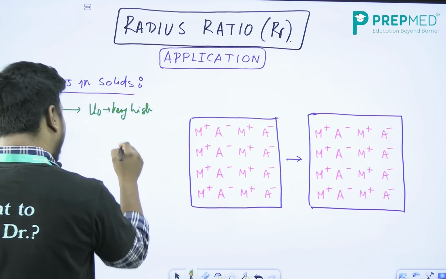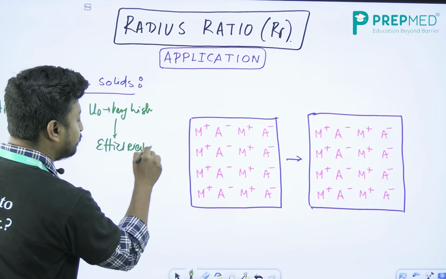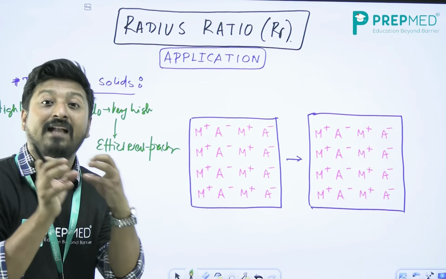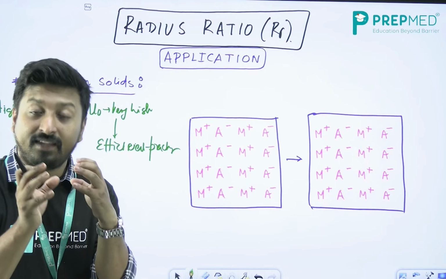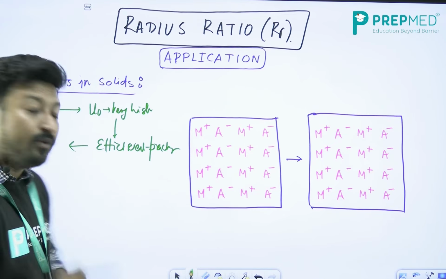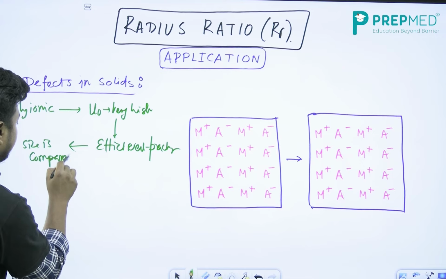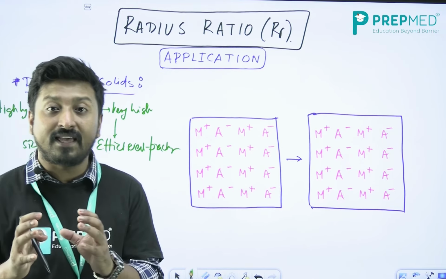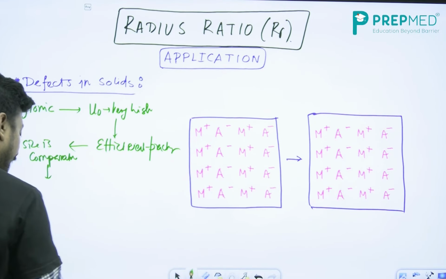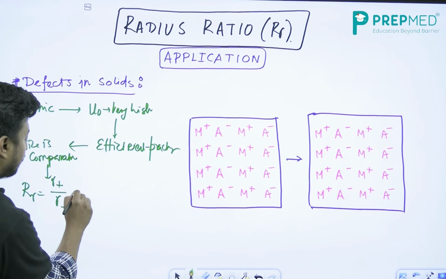Now, if your U0 is very high, that means there will be efficient packing. Efficient packing means the ions pack very efficiently. And when they can pack very efficiently, the sizes of the ions are comparable to each other. Now, if the size is comparable, then the radius of the cation to the radius of the anion will be very high. That means we can say that RR, that is basically the radius of the cation upon the radius of the anion, will be very high.